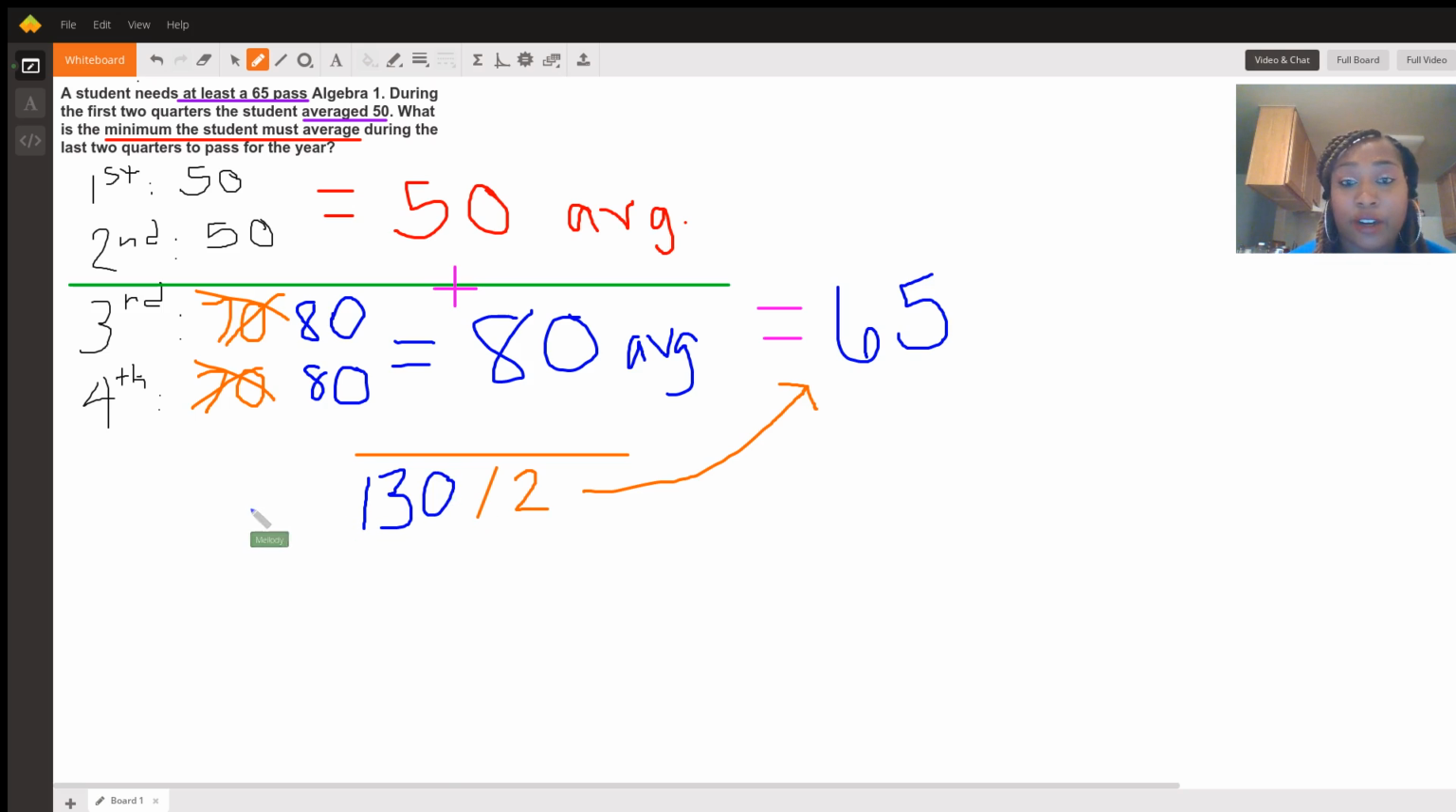And earlier in the video, I told you in order to calculate the average, you have to add up the two numbers that you're dealing with and then divide by the two numbers. So we have 130 divided by 2, and once that is divided, that will give you an answer of 65 as a minimum pass rate for algebra. So we know that the minimum the student must average in the last 2 quarters are both 80s.